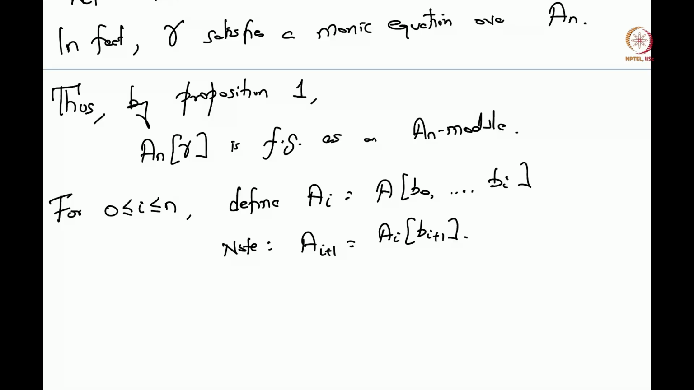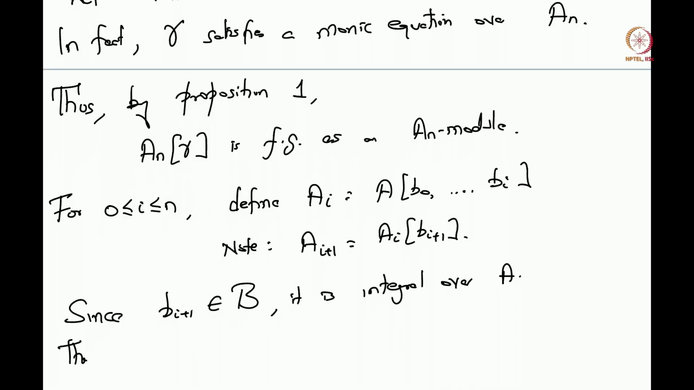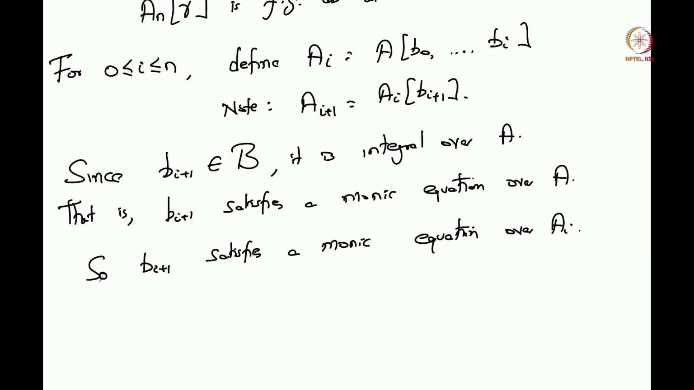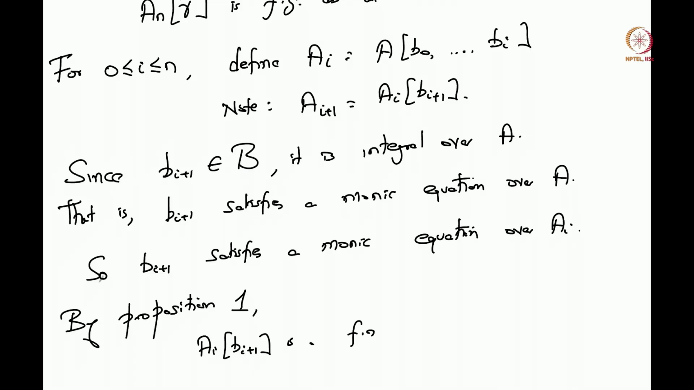And just as we've been arguing so far, since b_{i+1} belongs to B, it is integral over A, that is, b_{i+1} satisfies a monic equation over A, but A is contained in this A_i. So b_{i+1} satisfies a monic equation over A_i, and again by proposition 1 of the previous lecture, what this means is that A_i adjoin b_{i+1} is a finitely generated A_i module.